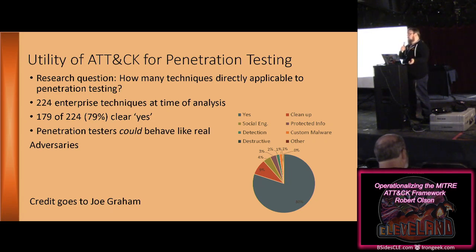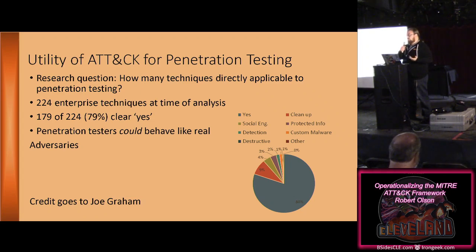So at the time of analysis, we looked at 224 of the enterprise techniques and found that 179 of them, or 79%, were clear yeses. There's no reason you couldn't use these techniques while on a standard network penetration test, which I think is an interesting finding because it provides some justification that if you're using the attack framework as a starting point for some of your methodology, since the attack framework is based on real adversarial behavior, your penetration tests could really reflect what adversaries are actually doing out in the field.